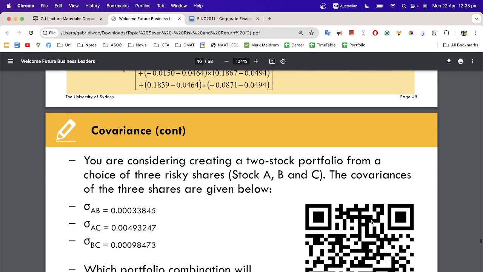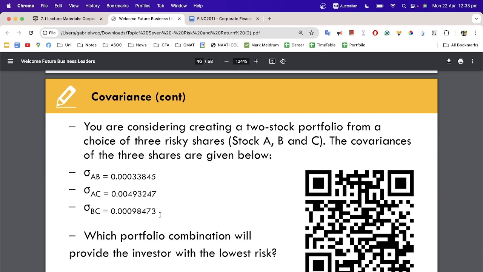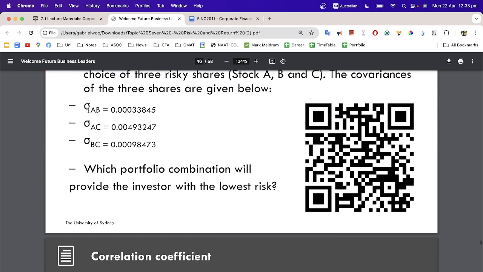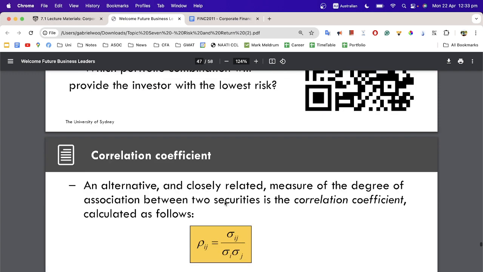Covariance continued. Now, once again, covariance does not really tell you anything because the number is very arbitrary. All it tells you is the direction of the movement between these two securities. So if A increases, B also increases, then the covariance would be positive. If A increases but B decreases, then the covariance would be negative. It doesn't tell you the degree, so the figure does not tell you anything.